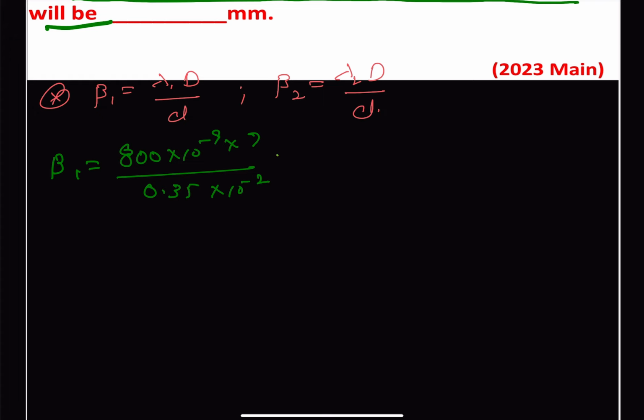So this gives us, writing it in millimeters, beta 1 will be coming as 16 millimeter. Similarly, beta 2 will be equal to 600 times 10 to the power minus 9 multiplied by 7, divided by 0.35, which gives us 12 millimeters.